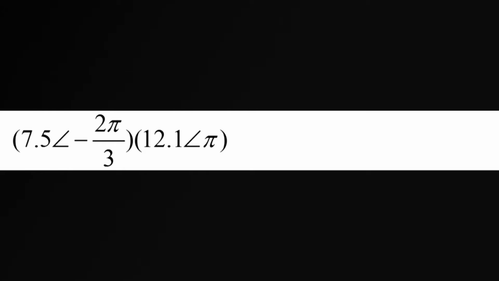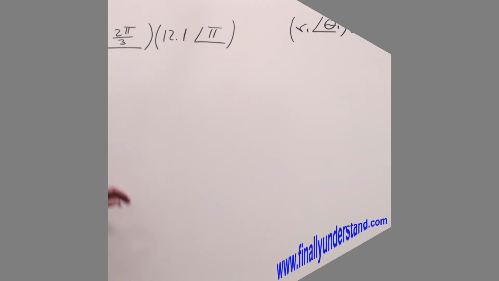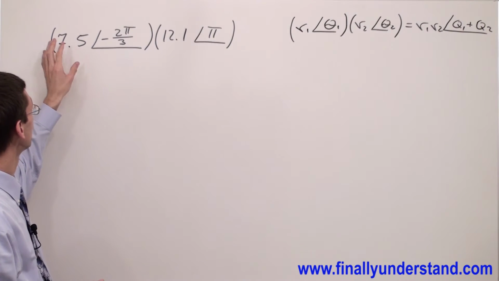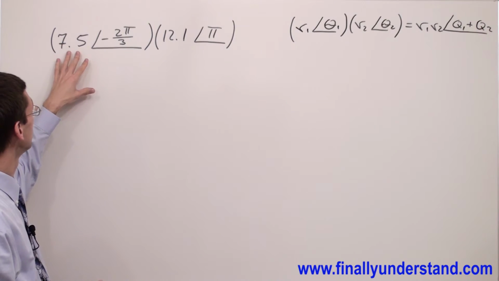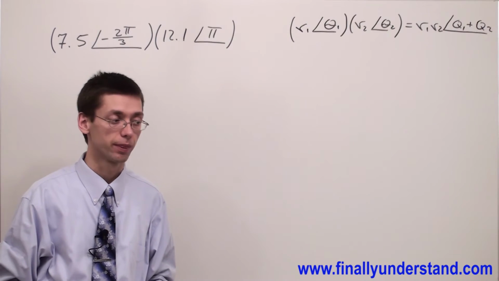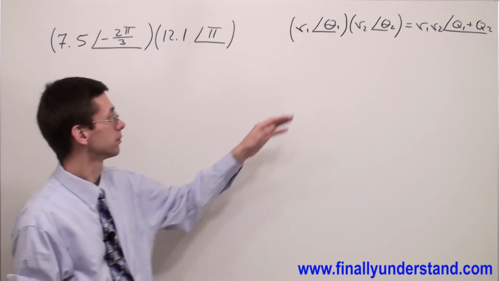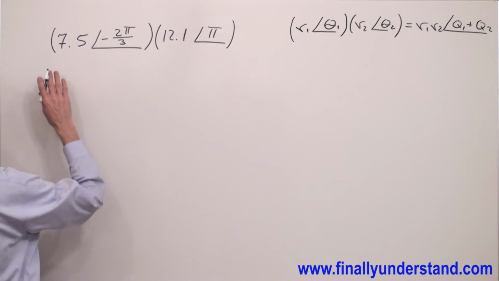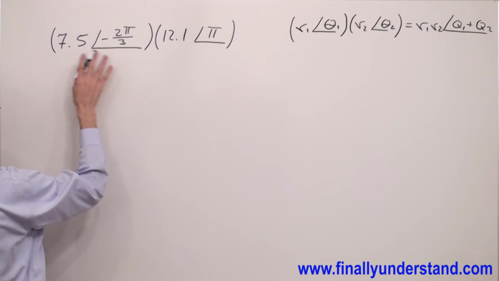We have another example on the board. This time we're supposed to multiply two polar forms, but magnitudes are expressed in decimals and angles are expressed in radians. We're supposed to apply the same formula. So what we're supposed to do first is multiply the magnitudes.